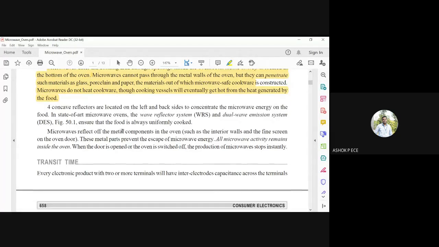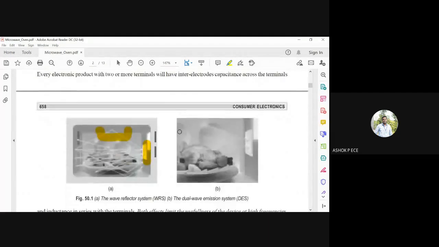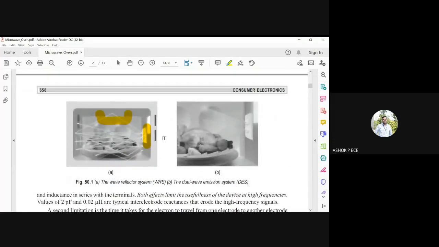Four reflectors are present on the left and back side to concentrate the microwave energy on the food, so that you can focus the energy on the food. In state-of-the-art microwave ovens, we have two types, the wave reflector system and the dual wave emission system, such that the food is uniformly cooked. See, you have to cook the food uniformly, rather you have to uniformly provide the microwaves. Right? See here.